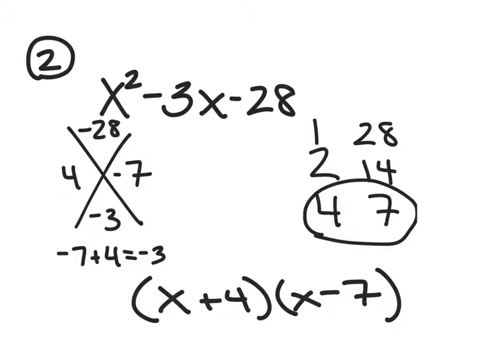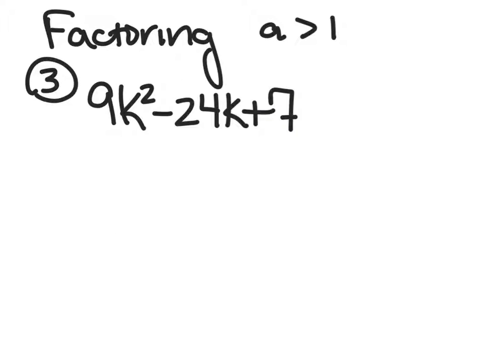So let's look at something a little bit different. So now we've got this value of a. So anything in front of the x squared, the k squared, the y squared, whatever it might be for a variable, if that's bigger than 1, we have to do one extra step and then rely on some of the other skills that we have.